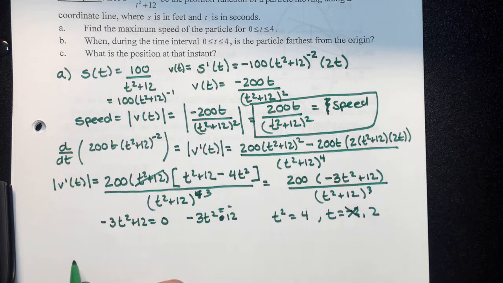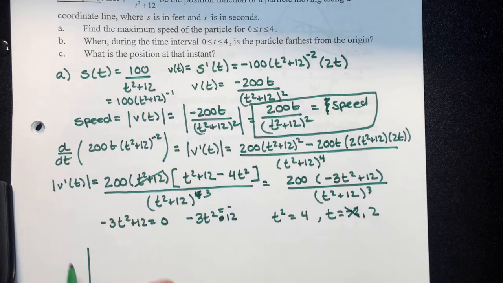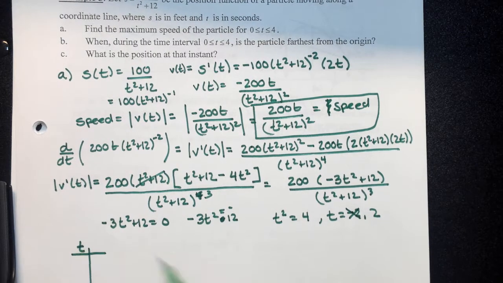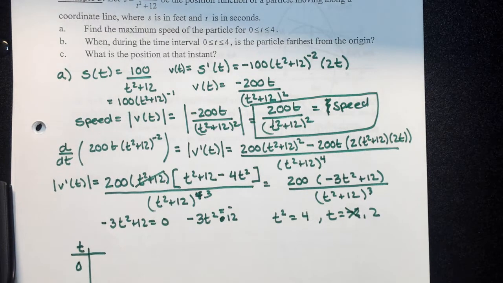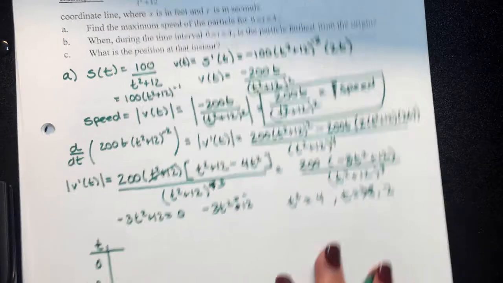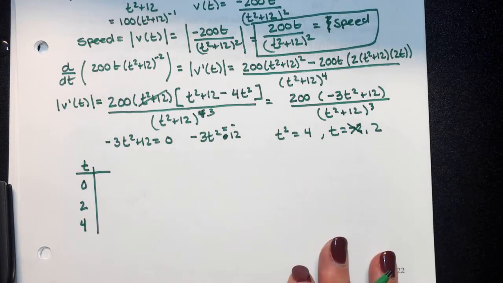So now remember, we talked about we're maximizing the speed. We want to know the maximum speed. So remember your candidates. I have a closed interval, so I have to include my endpoints of 0 and 4. I also have to include this critical point of 2. So there's my list of candidates where my maximum speed could occur.